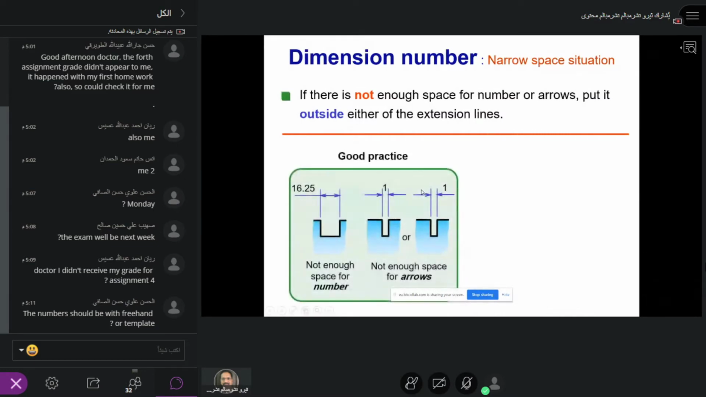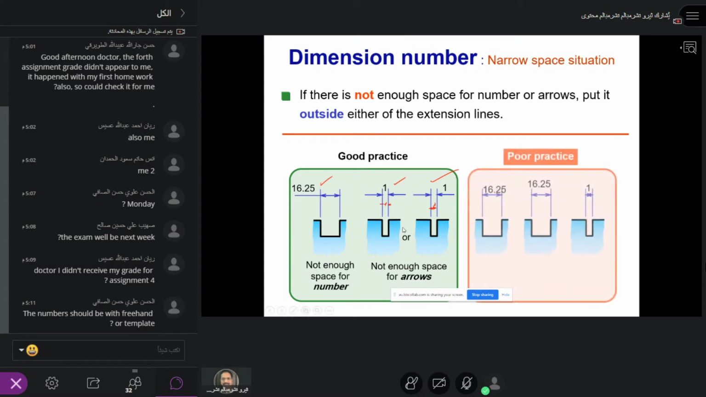Then if there is not enough space for the number or arrows, put it outside the extension line. This is a good practice. If this is too close, put it away and write like this. This is okay, this is also correct. Because the space is not good enough, don't do this too close and write 1 millimeter here, this is a very bad practice. The poor practice is, see, 16.25 where the 5 goes outside, wrong. You will lose marks for it. This is also wrong because this is going away and this is bigger than this. So what you should do is make this and write it here, 16.25. This is too bad.